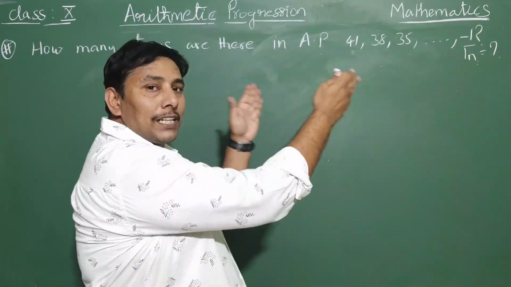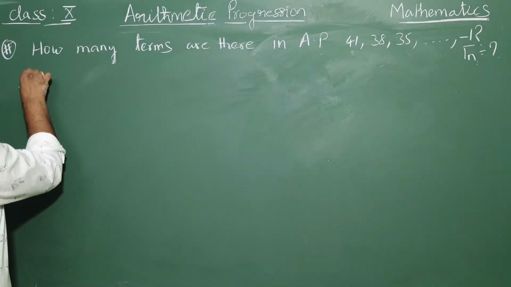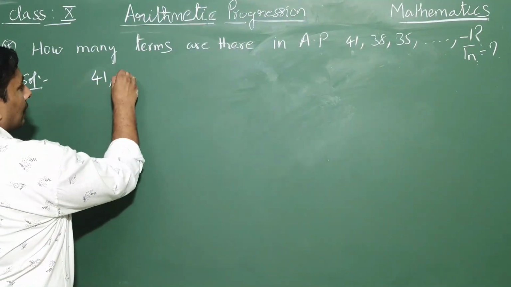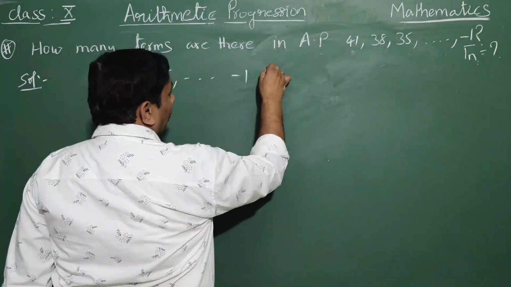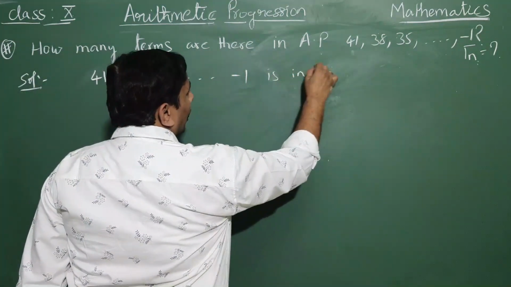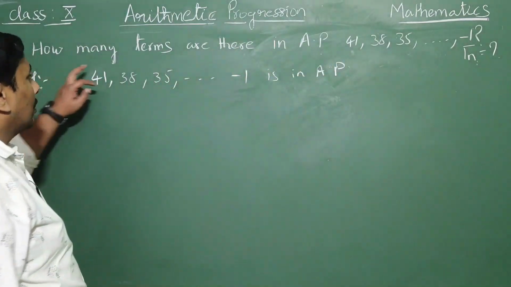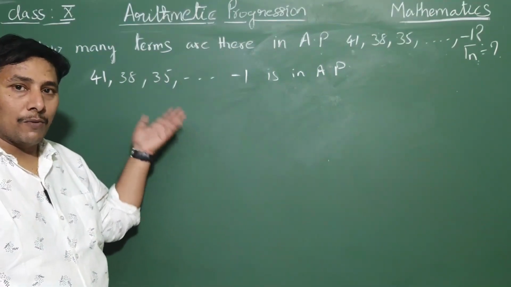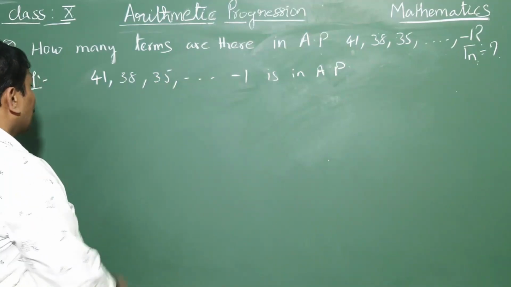So how many terms are there in the sequence, we have to find out. We will use the same Tn formula. Let us write down the sequence first: 41, 38, 35 and so on, minus 1, is in AP. Already it is said that this is an AP, so we need not prove it or find out D and A to check whether it is an AP or not. So let us take the values.